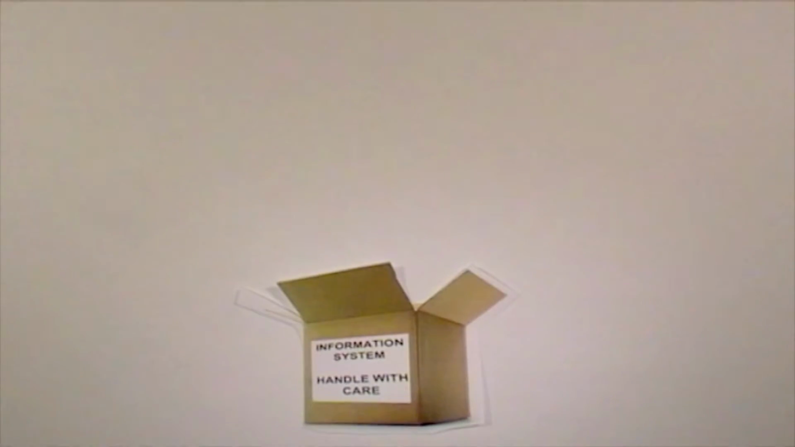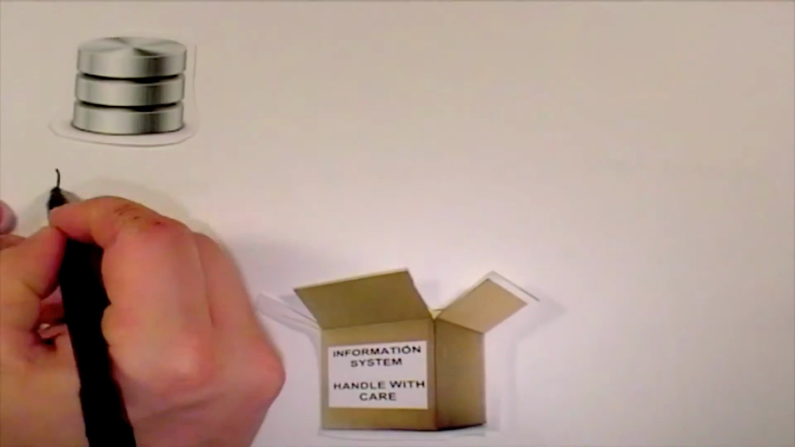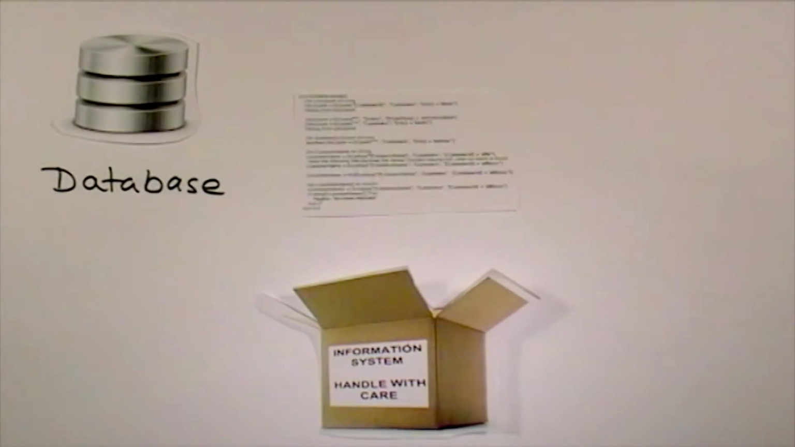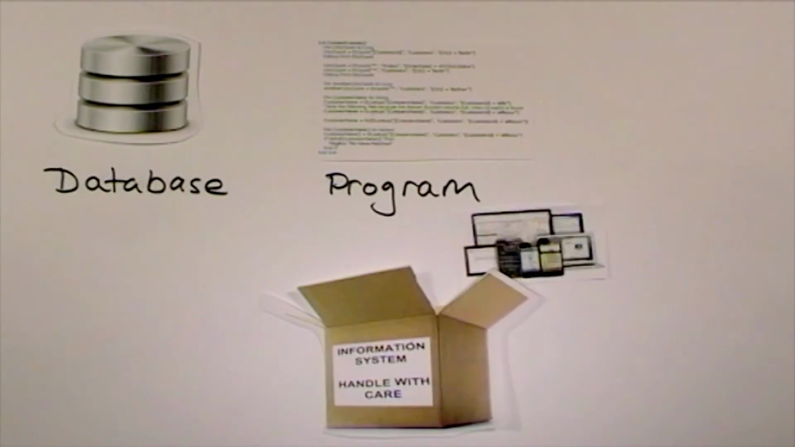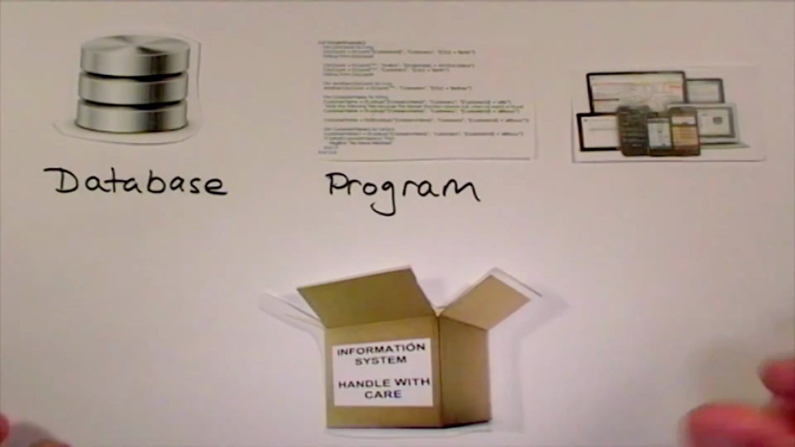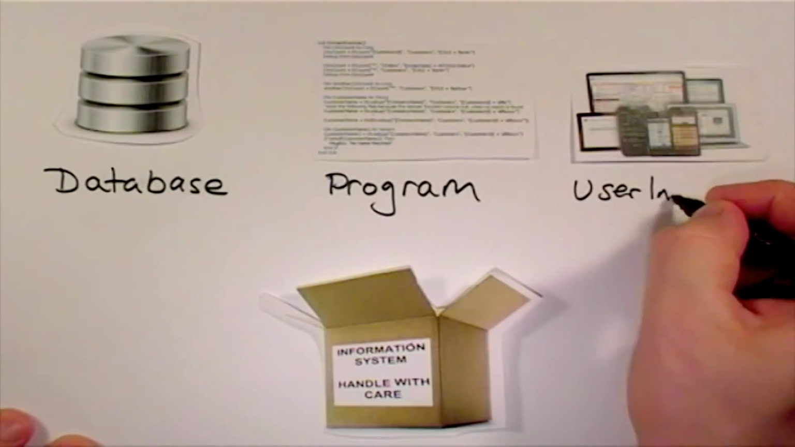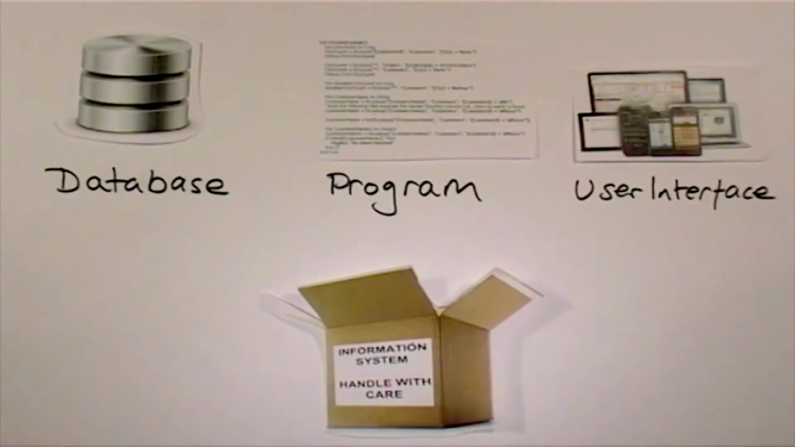A typical information system will have somewhere to store the data. Often this is a database. There will be a program which helps you use the data, and the program will have a user interface where you, the user, issue commands and receive the results.